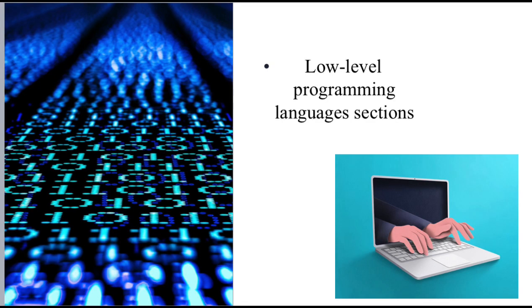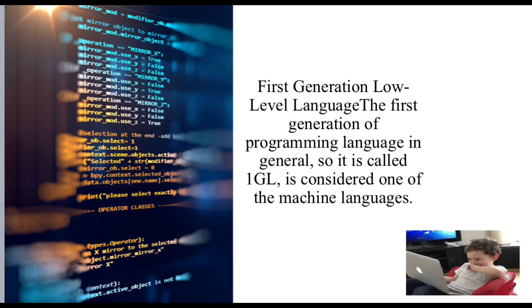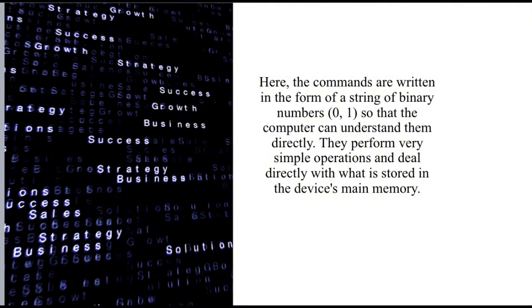Okay, let's talk about low-level programming language sections. First generation low-level language, the first generation of a programming language in general, is called 1GL and is considered one of the machine languages. Here the commands are written in the form of a string of binary numbers, 0 and 1, so that the computer can understand them directly.